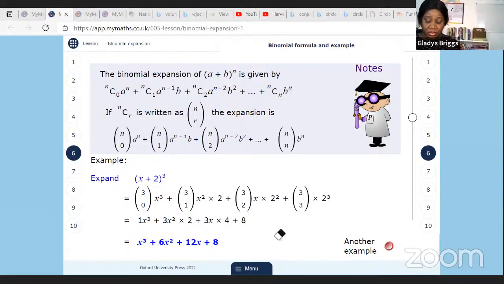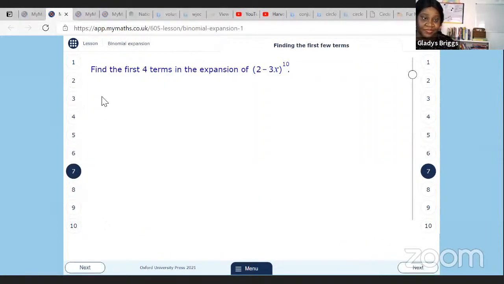Okay, so let's have a look. Here's a question. It says, find the first 4 terms in the expansion of (2 minus 3x) to the power of 10. Yeah. Now it's the power of 10.